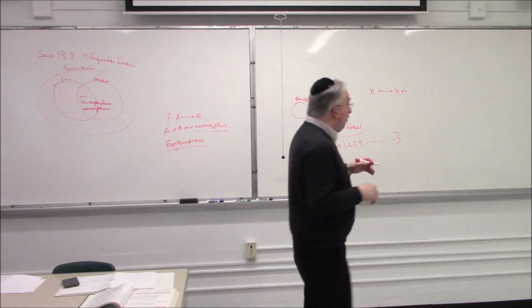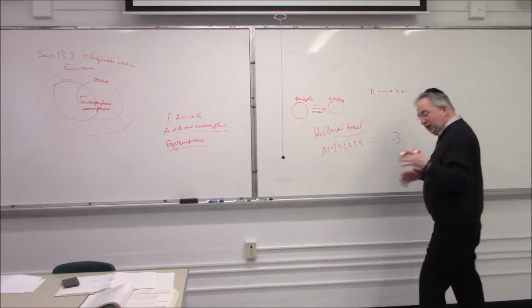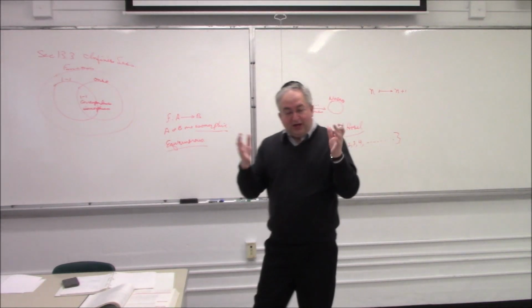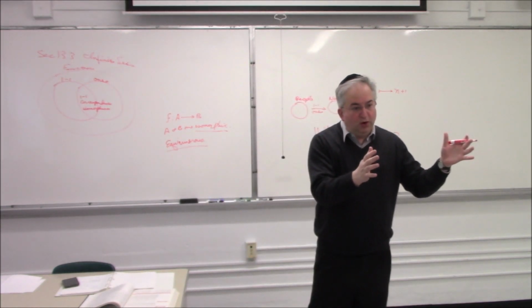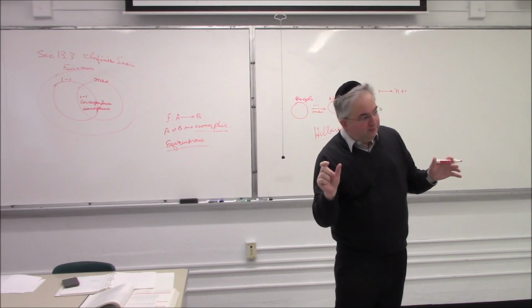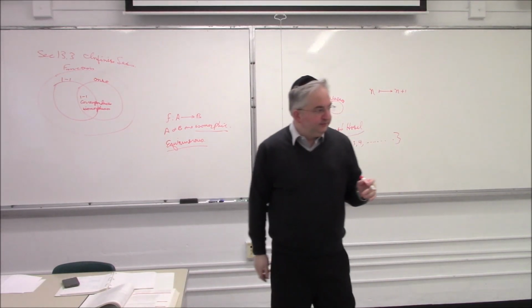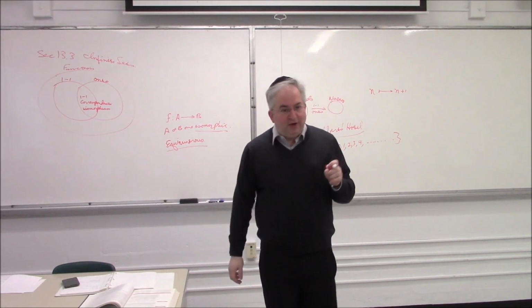Okay. Now, what just happened? So, that's an amazing thing. You've taken all your customers and you've moved them all one room over, and you've made one room available. That's an amazing thing. Okay? You cannot do that with a finite hotel.